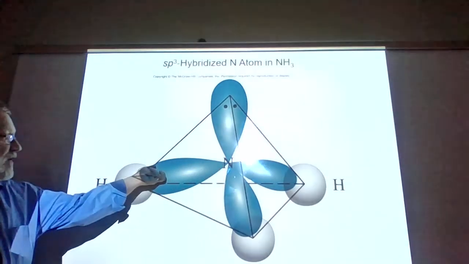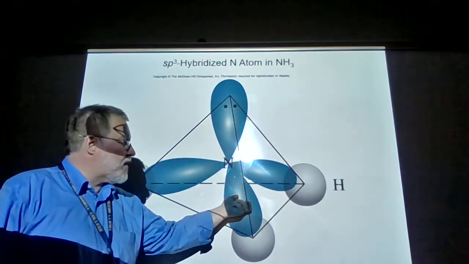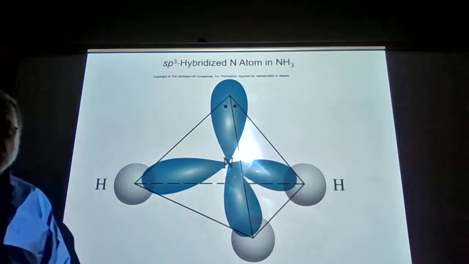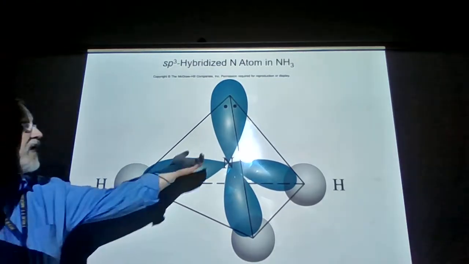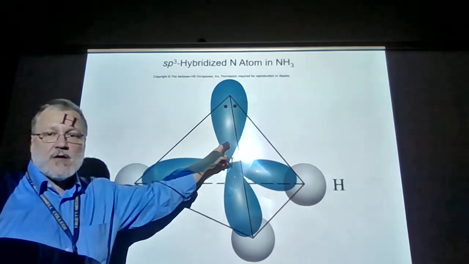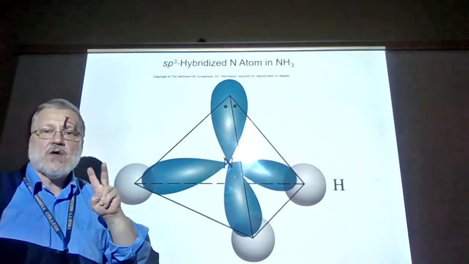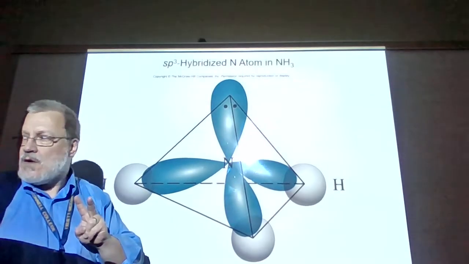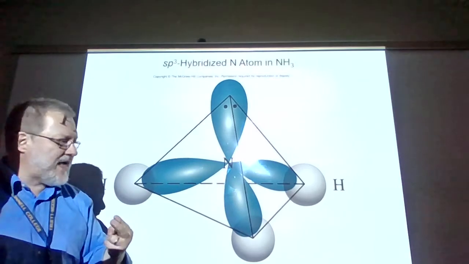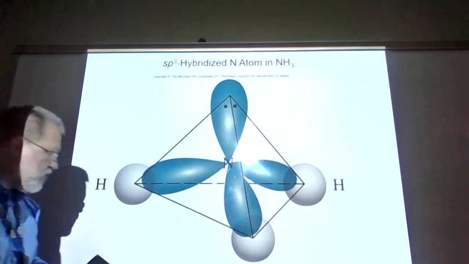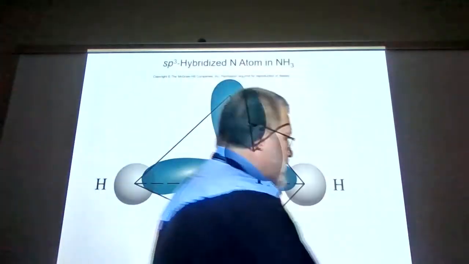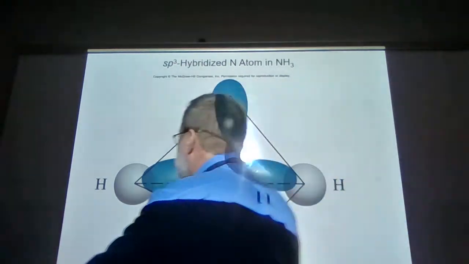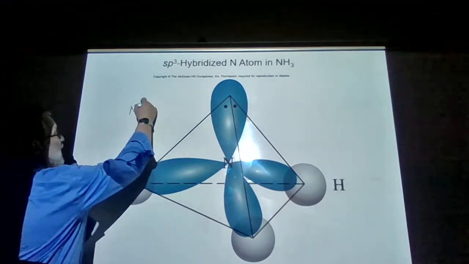We have an sp3 hybridized orbital here, an sp3 hybridized orbital here, and an sp3 hybridized orbital there. And then we have an sp3 hybridized orbital here that already has 2 electrons. Well, where do we get that? Let's draw the Lewis dot structure of ammonia, NH3.